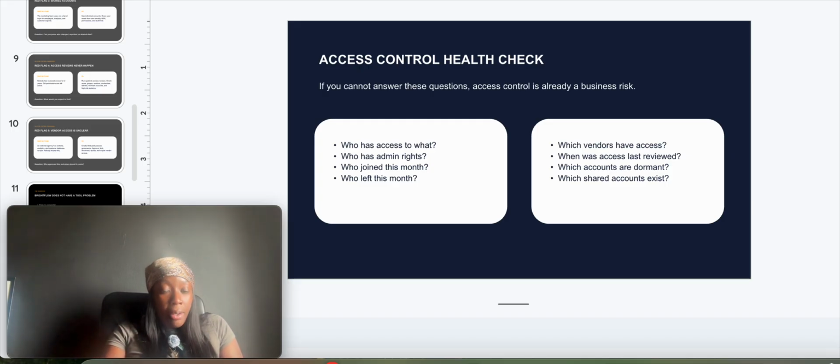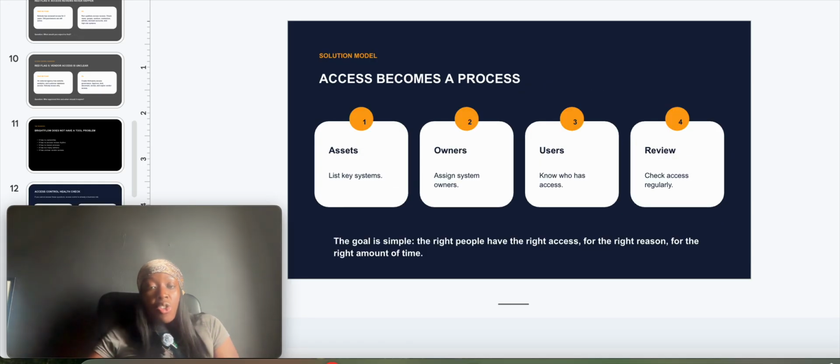So start here. I like to start with access control in any organization because, like I said, it's an entry point into the organization. So if you can lock this down, then you're in a very good position, and it's a very high leverage activity. So this is the solution.